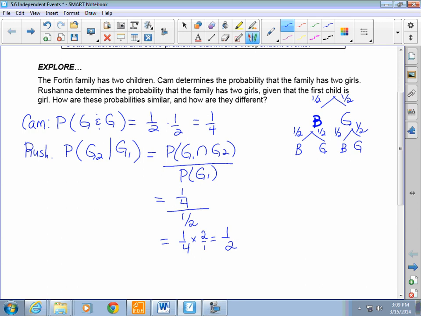The second one, because they're already saying you have a girl already, that one is done, so you've already increased your chances of having 2 girls because you already know your first child is a girl. So that makes the chance of that happening increase to 1/2 or 50%.